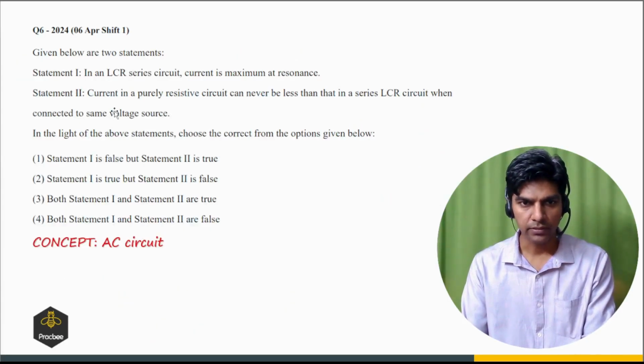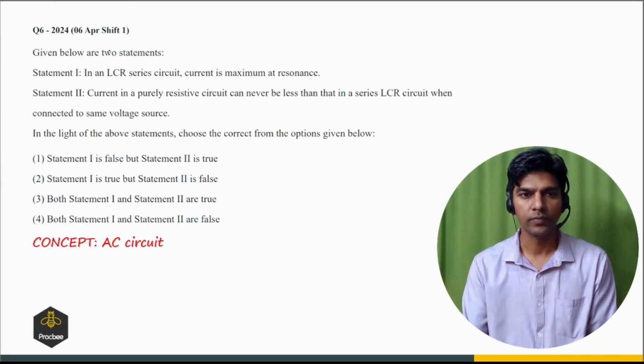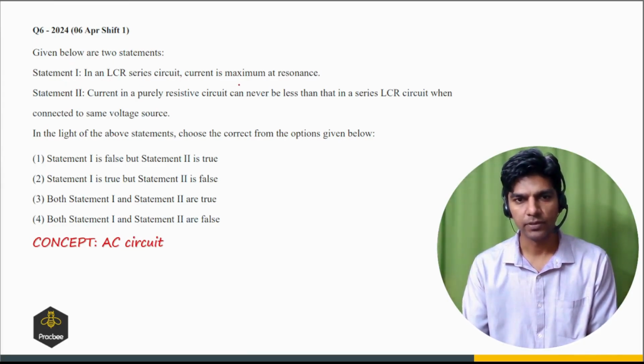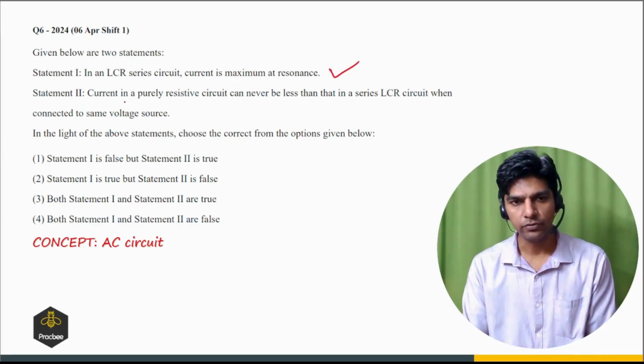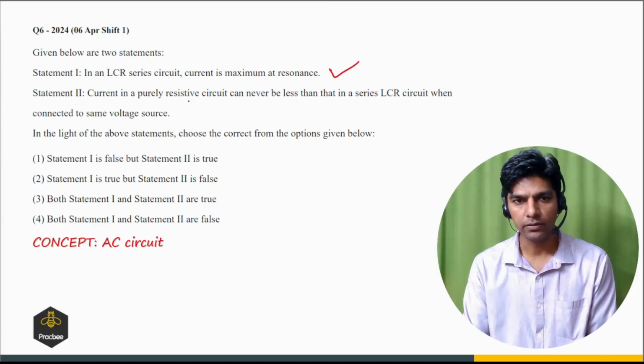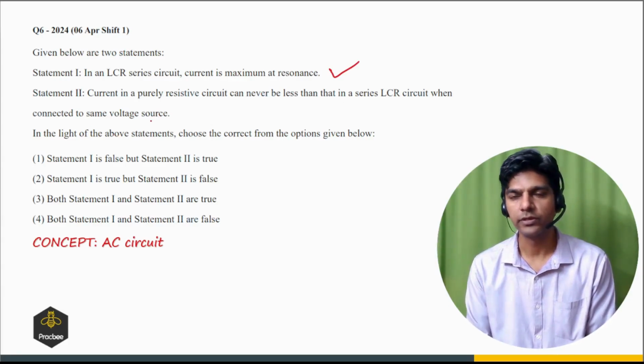So let us see the next problem. Given below are two statements. Statement 1: in an LCR circuit, current is maximum at resonance, so that is fine. Statement 2: current in a purely resistive circuit can never be less than that in the LCR circuit when connected to the same voltage source, right?